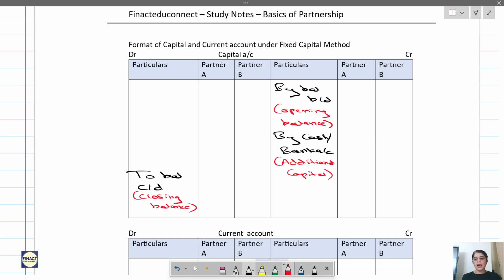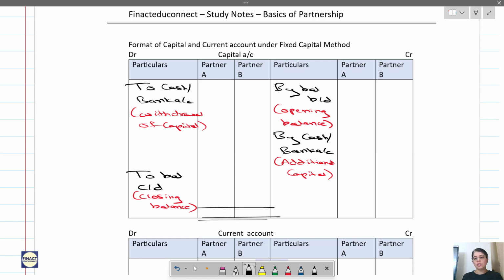Okay, and if there is some withdrawal of capital, then your entry will be capital account to cash or bank account. This is for withdrawal of capital. So if you see, only 4 transactions, opening balance, closing balance, additional capital and withdrawal of capital will be there in capital account under fixed capital method.